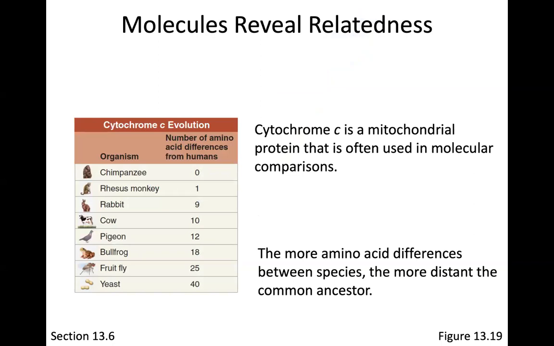If we look at one example, here we can see molecules can also reveal relatedness. Cytochrome C is a mitochondrial protein that is often used in molecular comparisons. The more amino acid differences between species, the more distant they are from the common ancestor. Here, we can see a chimpanzee, our, say, common ancestor. As you can see, the number of amino acid differences in cytochrome C from humans is none for chimpanzees. For the rhesus monkey, there's one. And then you get all the way down to yeast, which is used to make bread, a microorganism, where there are 40. So the further you get away from the common ancestor, the more changes you'll see.